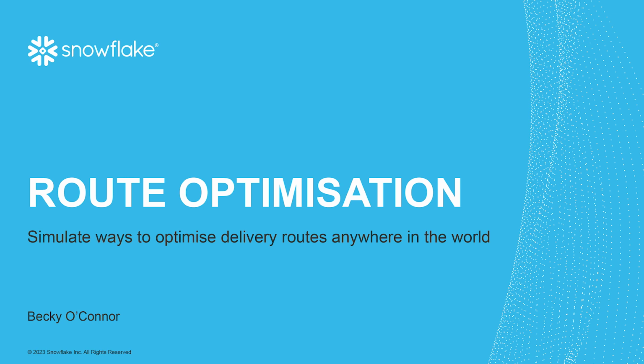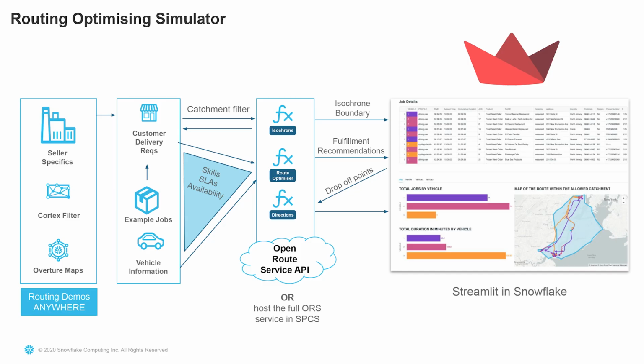I have leveraged Geospatial Analytics, Cortex, and the Route Optimization service to create a dynamic route simulator app where you can simulate deliveries to real places across any industry anywhere in the world. Now let me take you through this. Here's an outline of the solution.